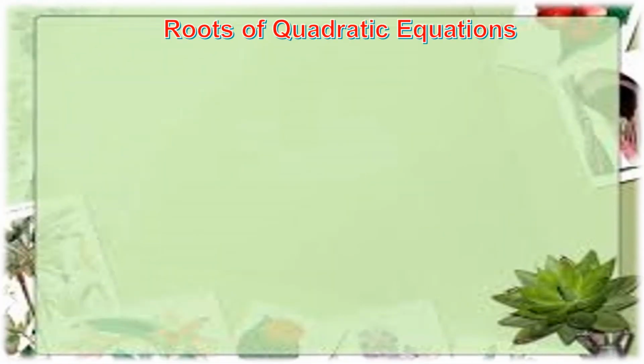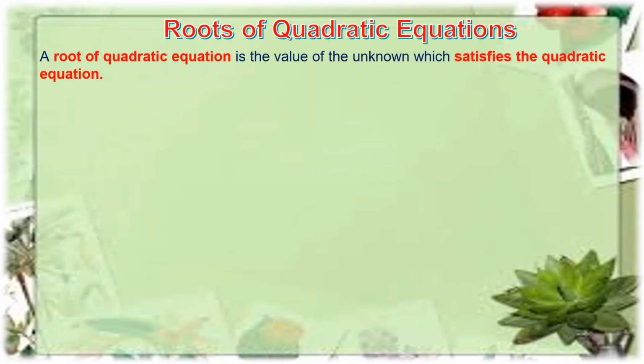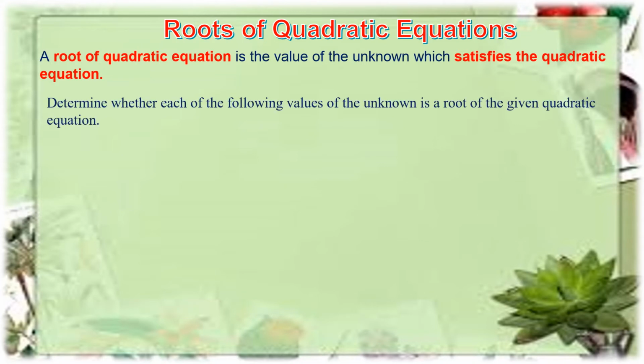Now let us have the roots of quadratic equations. So a root of a quadratic equation is the value of the unknown which satisfies the quadratic equation. So let us determine whether each of the following values of the unknown is a root of the given quadratic equation. So let us have x squared minus 2x is equal to 15. And let us determine whether 5 is a root of this equation. In doing this we are going to substitute x is equal to 5 to the quadratic equation x squared minus 2x is equal to 15.